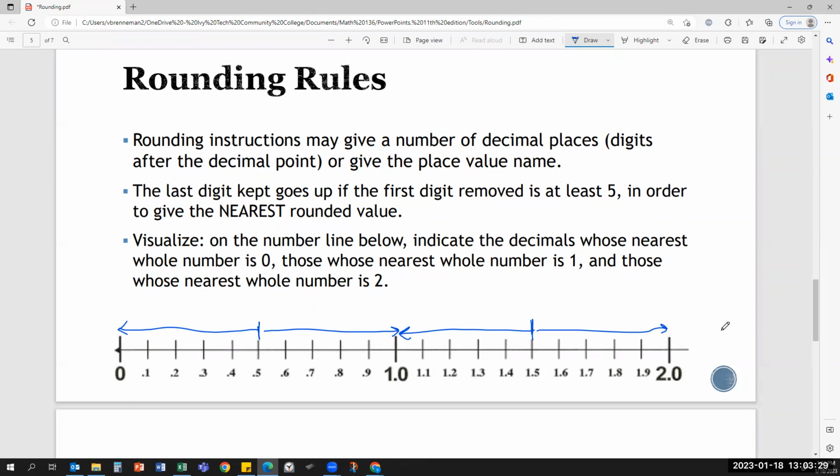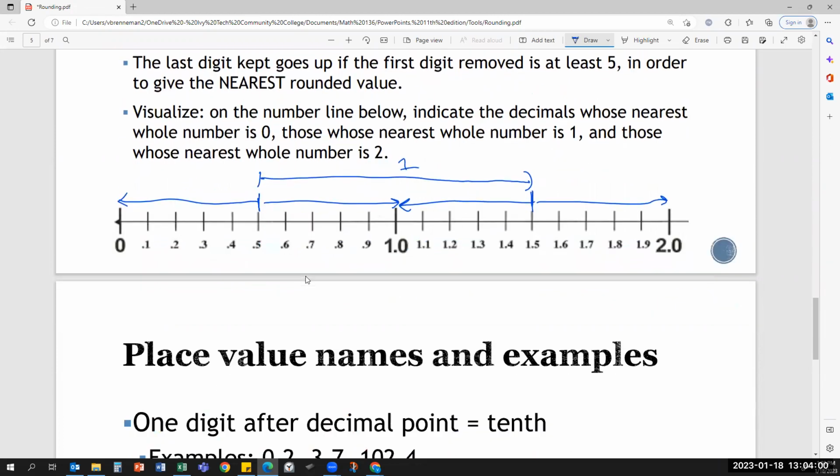Now what we have is that middle, the 0.5. Is that closer to 0, closer to 1? Technically, it's exactly halfway in between, but we have to decide that it's going to go somewhere. And so the rule is that 0.5 is the cutoff where it starts rounding up. So any of these decimals then would round to 1, up to but not including 1.5. Once you get to 1.5, that would start rounding to 2, and so on.